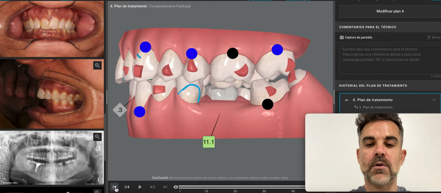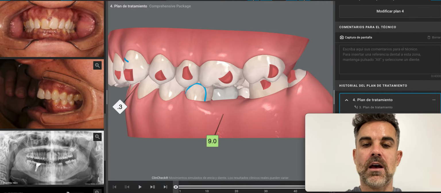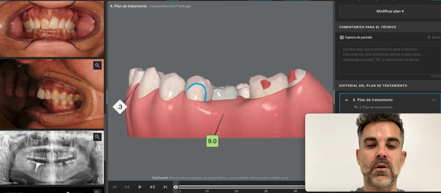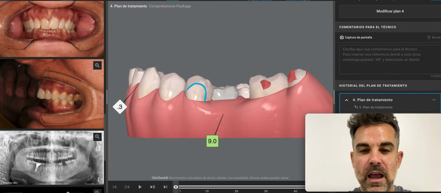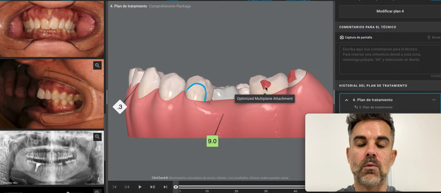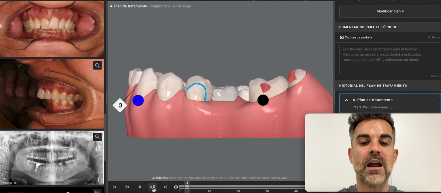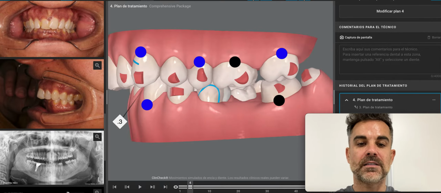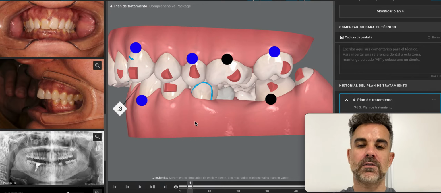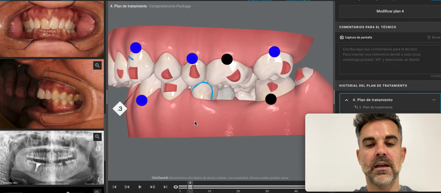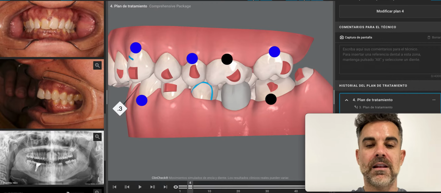In quadrant number 3, this is the situation we're having. This is an alteration in the spee curve. We have to level the occlusal plane, and for that we have to intrude both the anterior segment and the posterior segment. As you can see, the lower second molar is over-extruded, and we are going to intrude it during the first set of aligners. For this reason, we're not going to bond the button to this molar because we need to intrude it. Instead, we're going to bond it to the lower left premolar.